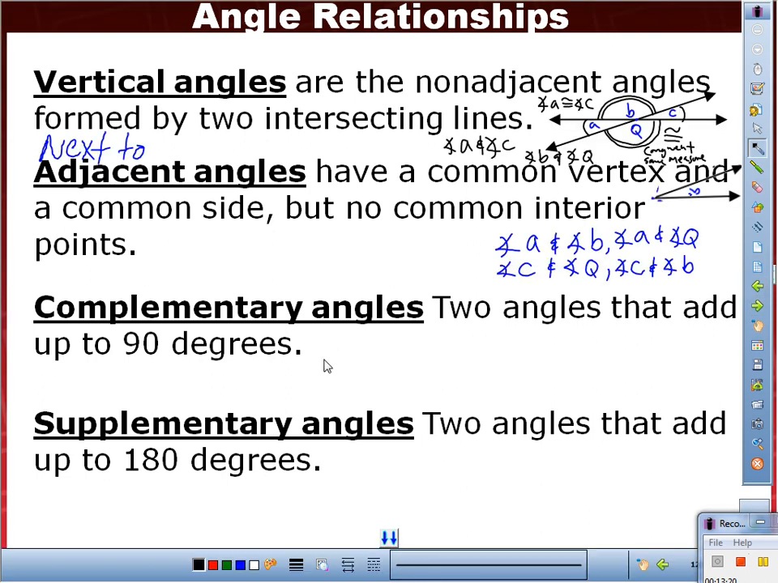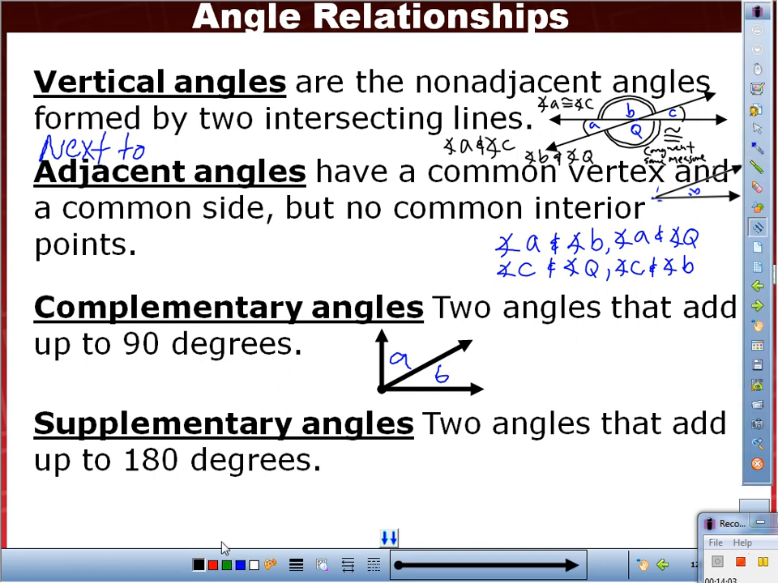Let's go to complementary angles. Complementary angles are two angles that add up to 90 degrees. This is how they present it, and this is how you're going to see it presented. Look up, please. So, they might say, name two complementary angles. The angles are what? A and Y, because they both make a 90-degree angle. Do you guys see the 90-degree angle?